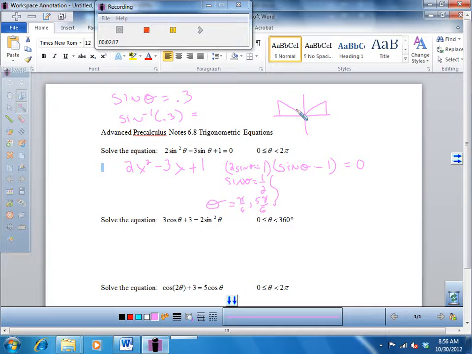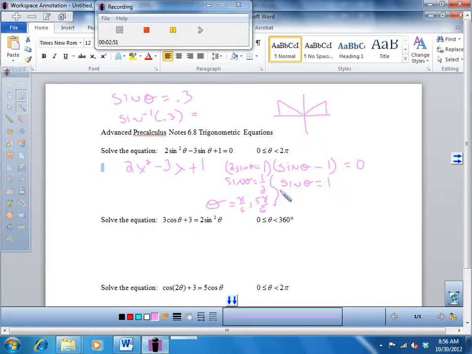You use the inverse sine button on your calculator. Yes, you're going to have a calculator part on Tuesday, and a non-calculator part on Monday.